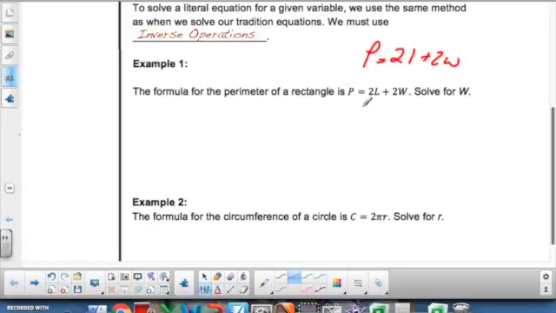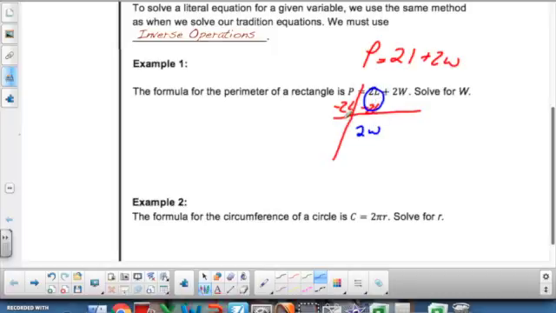I'm going to move it away. I'm going to do the exact same thing here. I'm going to subtract 2L from both sides of my equation. Now, that's not a straight line, but when I do that, on this side, just like always, subtracting 2L from 2L makes it 0, and 0 plus 2W is just 2W. That's just your additive inverse and your additive identity working together to get rid of that term.